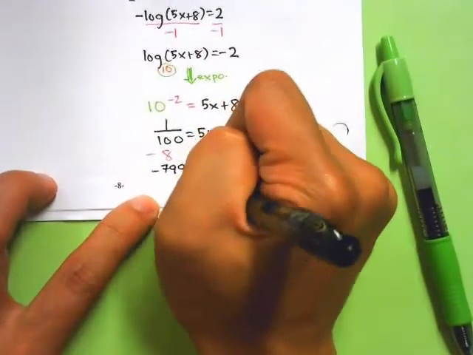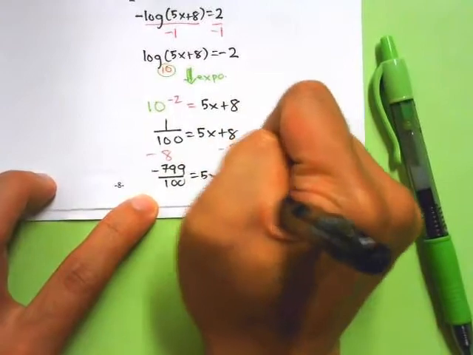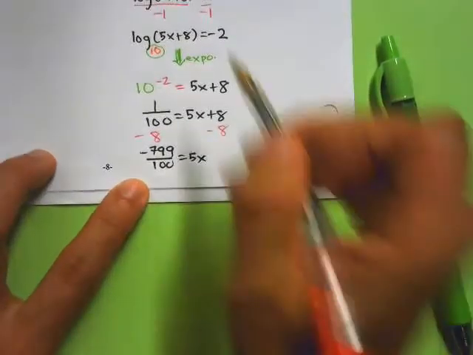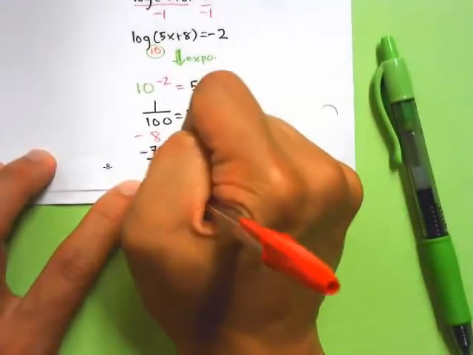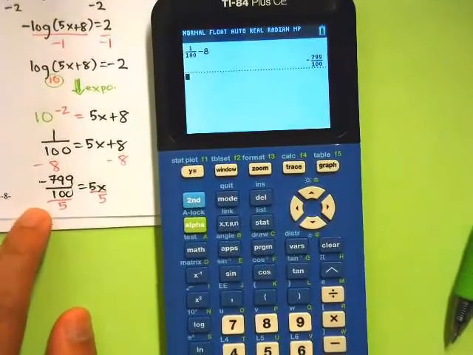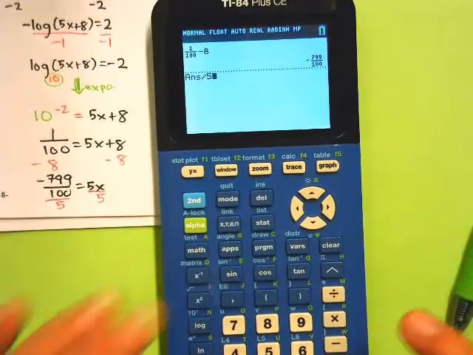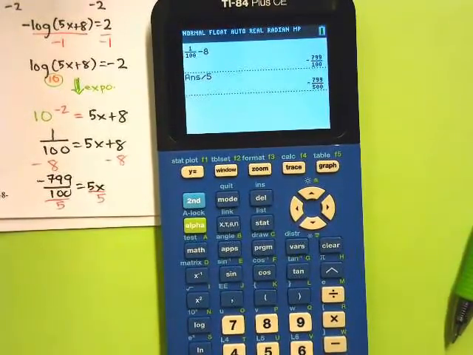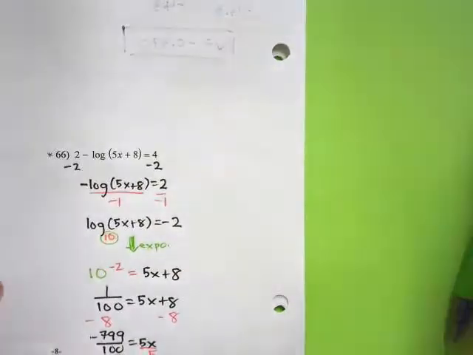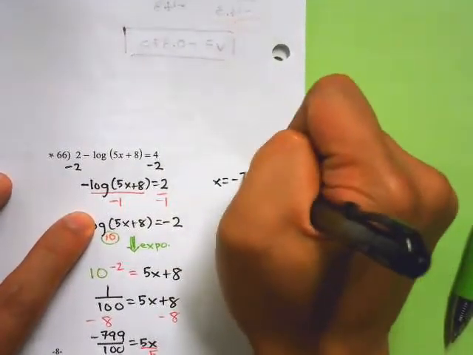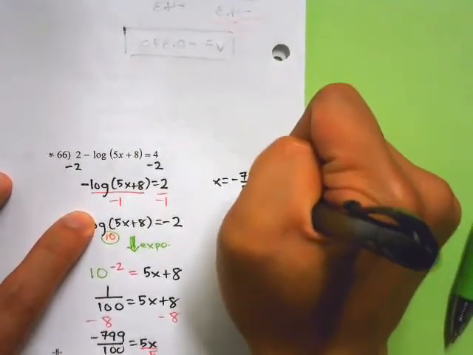Negative 799 over 100 is equal to 5x. And then we're going to divide both sides by 5. So if you have a calculator like this, don't even worry about fractions at all. It will just do it for you. Divide by 5. So x is negative 799 over 500.